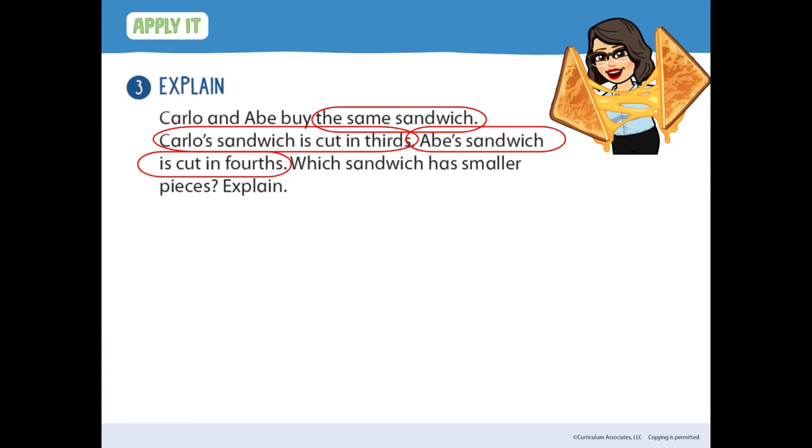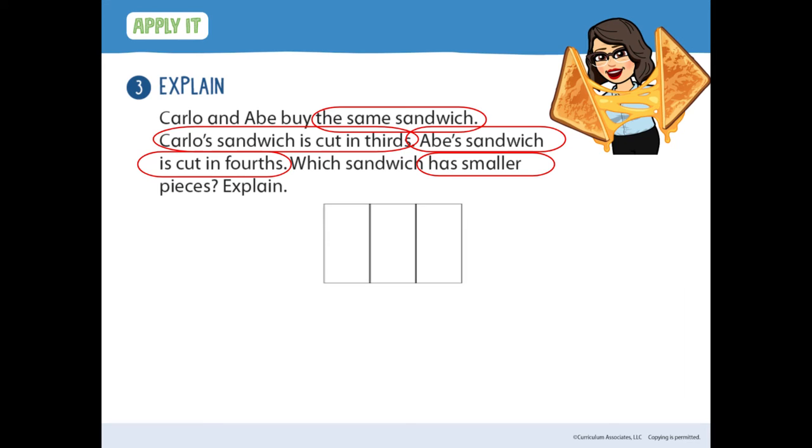Okay, right now think. Carlo's sandwich is cut into thirds. Abe's sandwich is cut into fourths. Okay, which sandwich has smaller pieces? And there's that explain. Well, let's look first. Which one has smaller pieces?